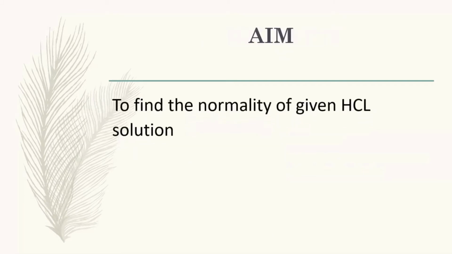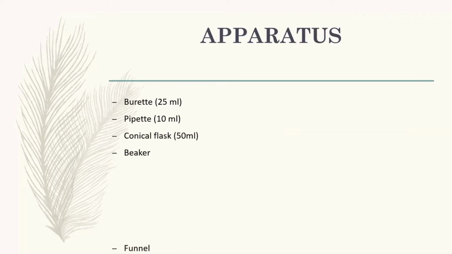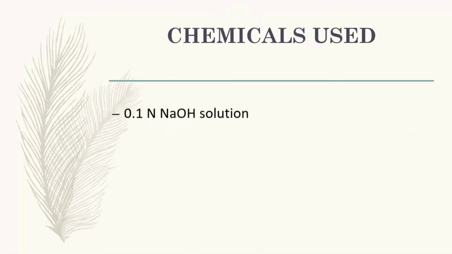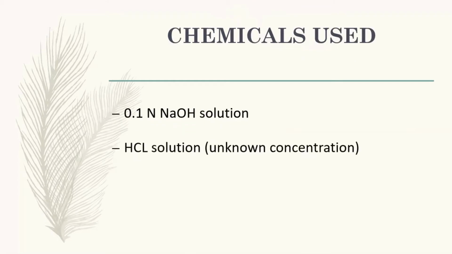Aim: to find the normality of given HCl solution. Apparatus: 25 ml burette, 10 ml pipette, 50 ml conical flask, beaker, funnel, burette stand. Chemicals used: 0.1 normal NaOH solution, HCl solution of unknown concentration, phenolphthalein indicator 1%.